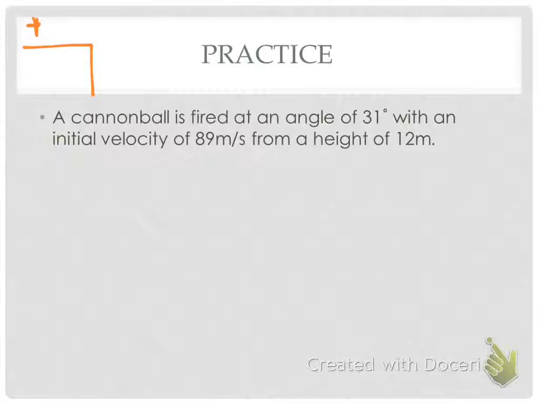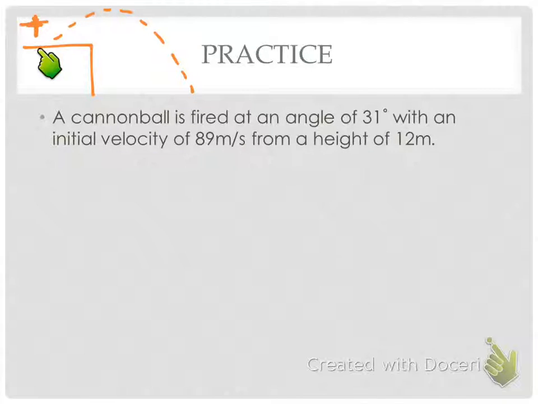Caitlin's asking, could you make your initial height positive 12 and your final height 0? You could, but I will always, always, always in class make my origin where my motion starts from, so my y initial is always 0. Then I'll make my y final negative 12. You can do it either way, but just try to be consistent.